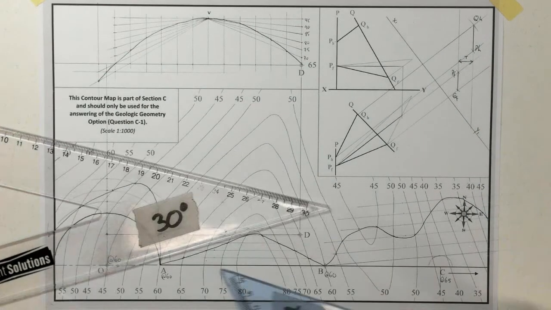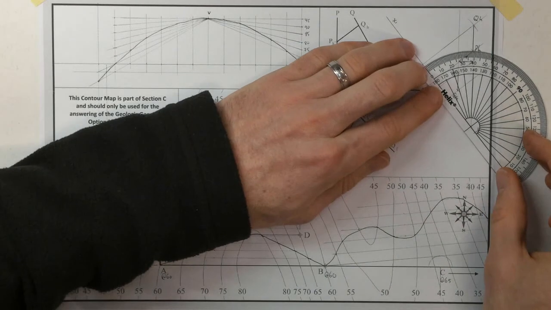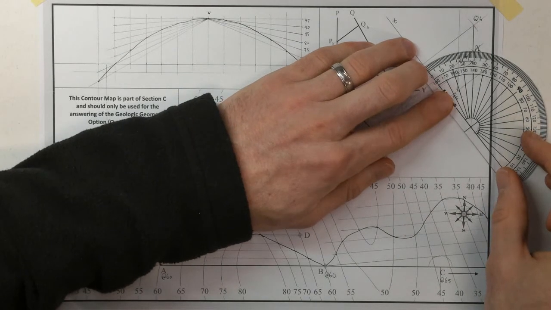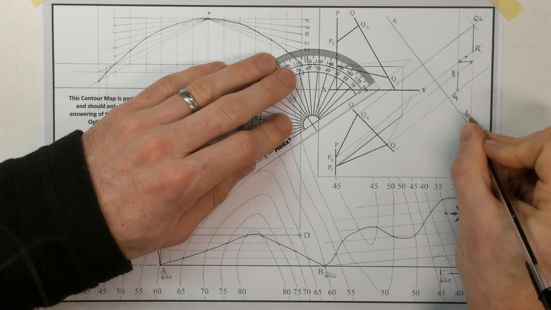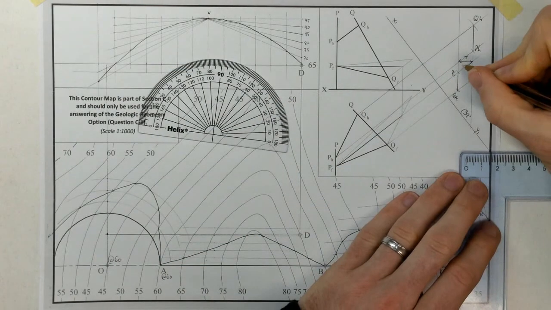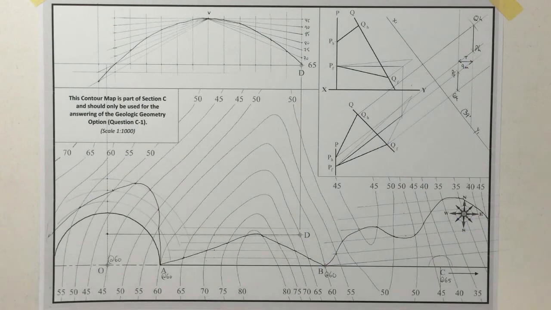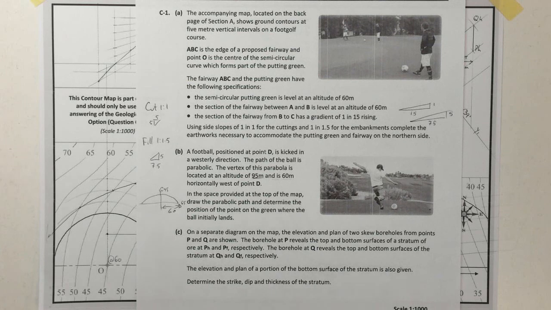Determine. So let's measure those. Dip is 29 degrees. So thickness there, 9. Okay, dip, strike, thickness, complete. Okay, so that was the geological geometry question, the higher level geological geometry question on 2020.